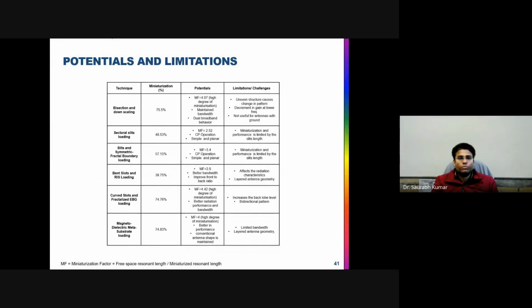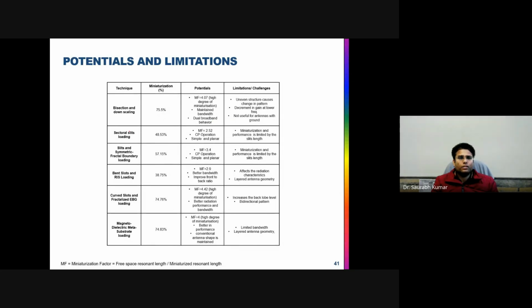Now these are the potential and limitations, as the time is approaching 1:15. So this is the comparison of the different techniques. So there are some limitations and challenges. Potential is how much percentage of miniaturization is achieved.